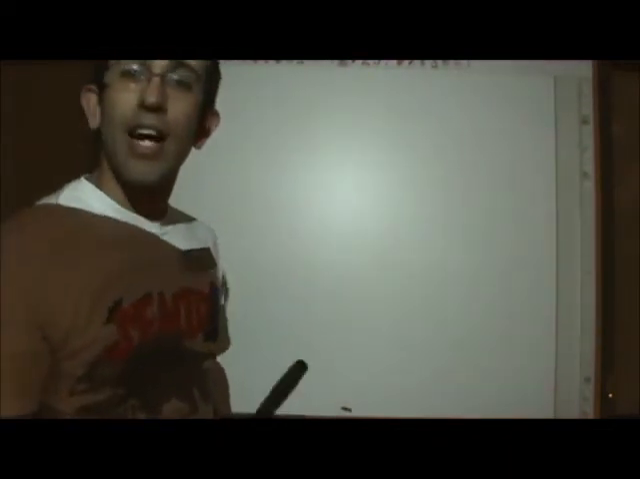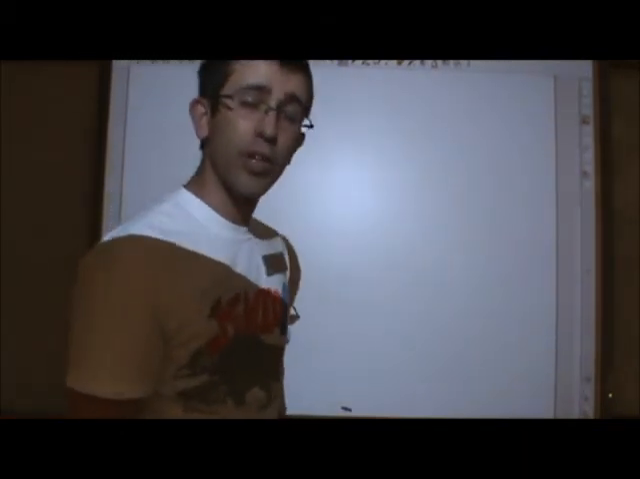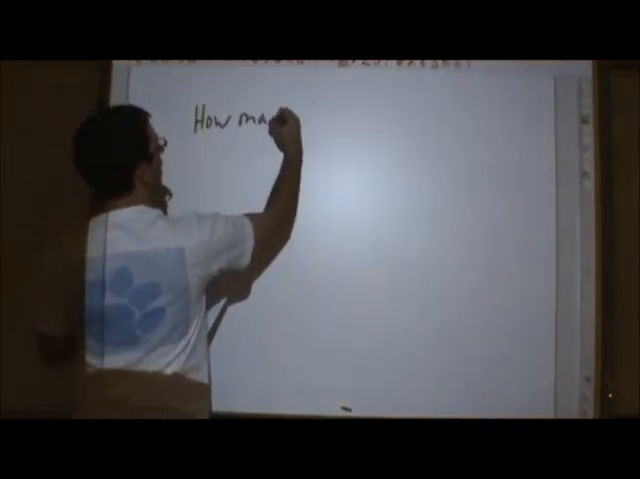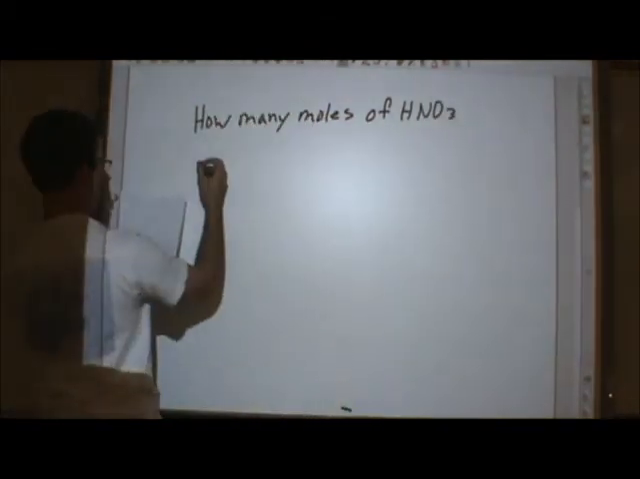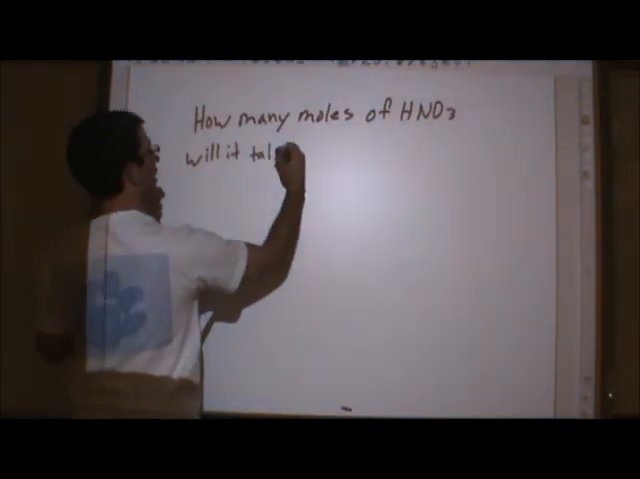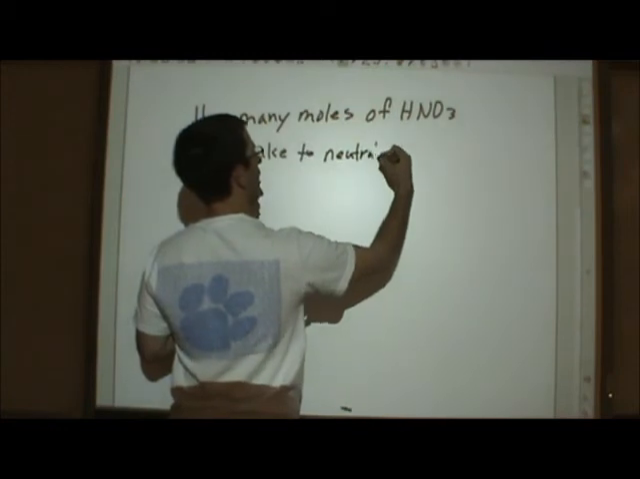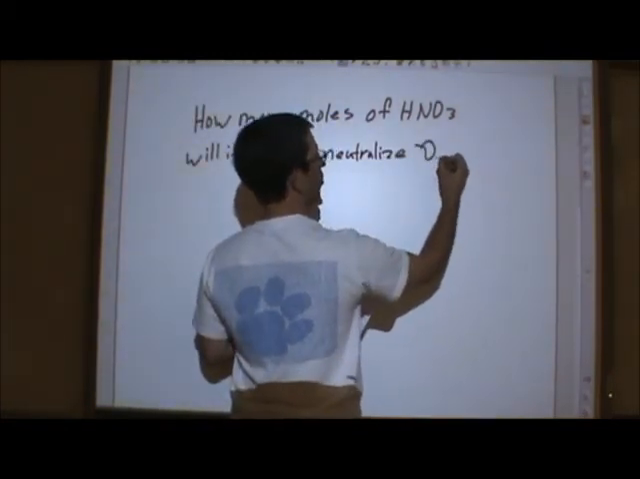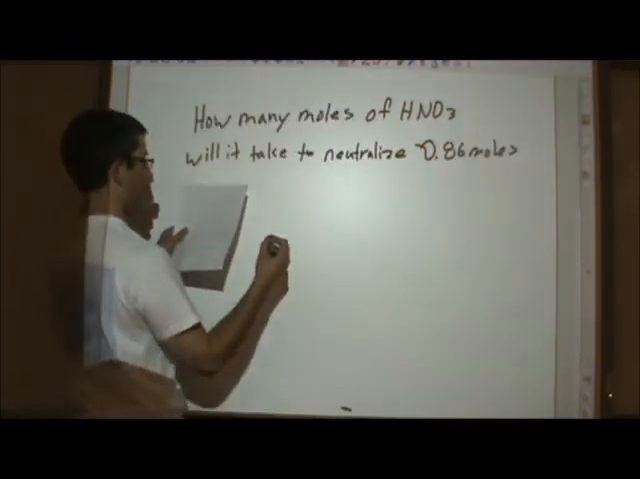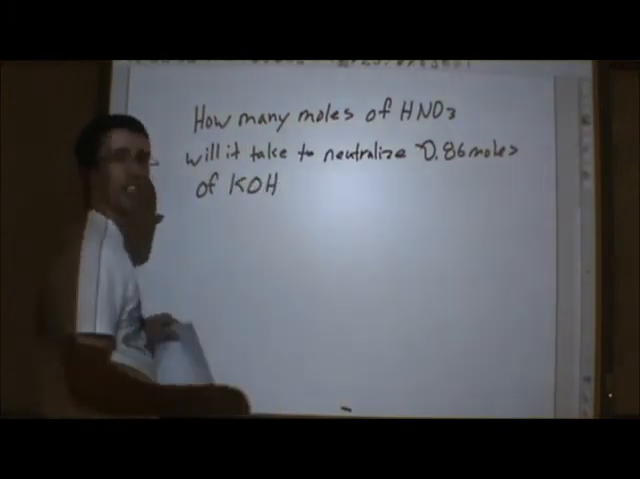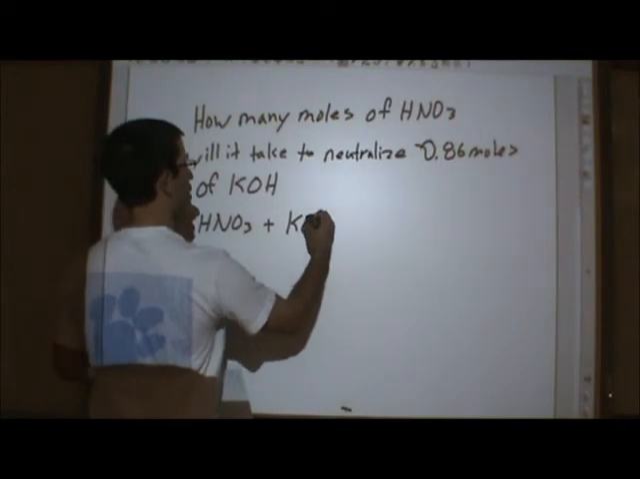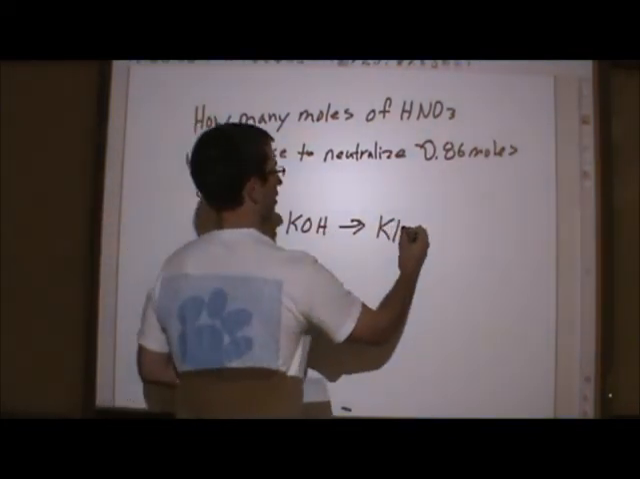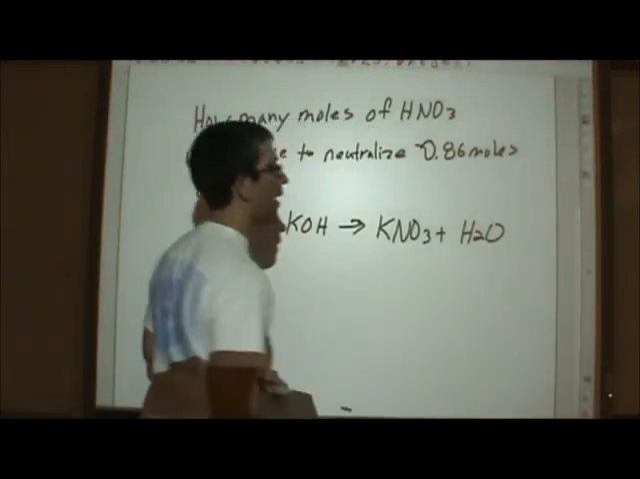With all that being said, we can look at an actual calculation with neutralization reactions. So here's what we're going to do. I'm going to grab a sheet real quick so I know what I'm writing down. All right. So how many moles of HNO3 will it take to neutralize 0.86 moles of potassium hydroxide? So we already did this reaction before. We know HNO3 plus KOH will give us KNO3 plus H2O, and it's balanced.